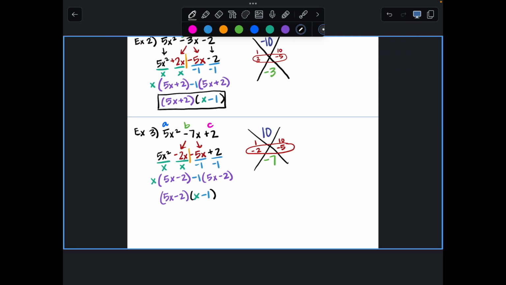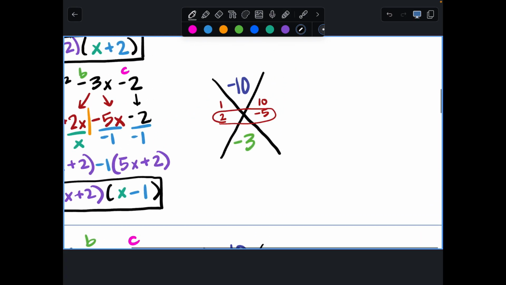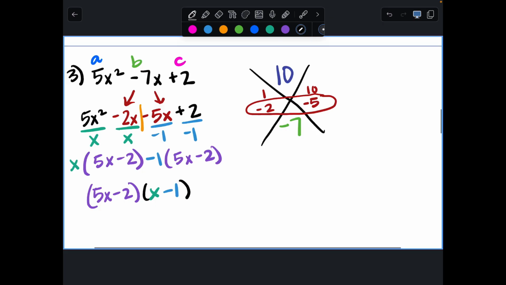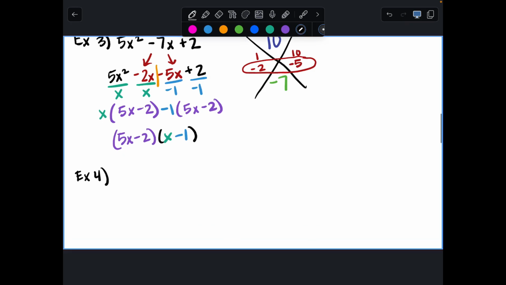So you'll notice examples 2 and 3 were very similar, but we had, in this x puzzle, a negative in the top and a negative in the bottom. And in this x puzzle, we had a positive in the top and a negative in the bottom. Last example. Actually, I think I'll do two more examples.